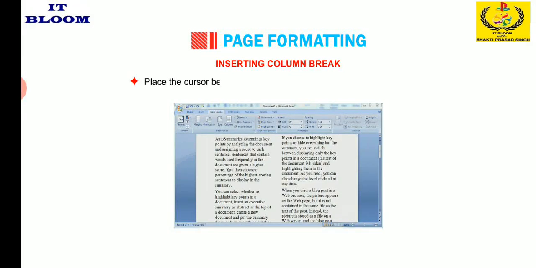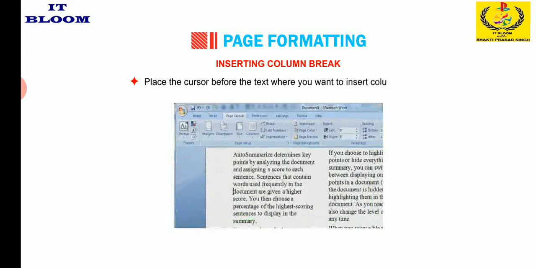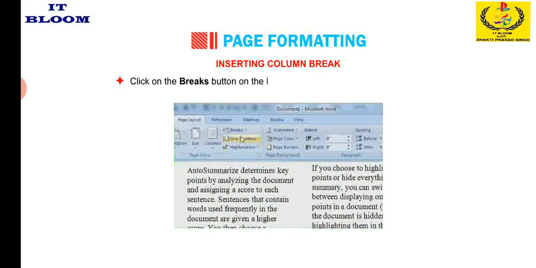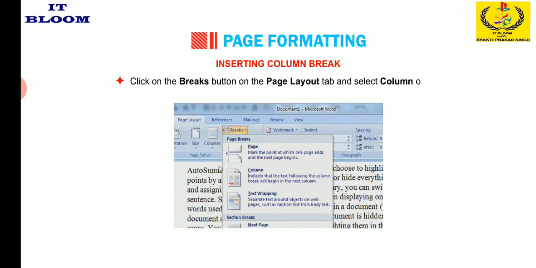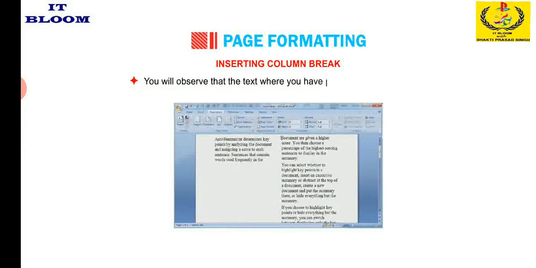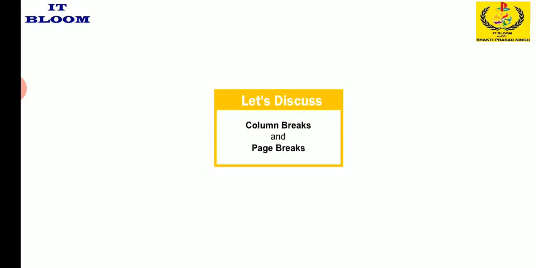Place the cursor before the text where you want to insert column break. Click on the Breaks button on the Page Layout tab and select Column option from the drop-down menu. You will observe that the text where you have placed the cursor will shift to the next column. Before we move further, can you quickly differentiate between column breaks and page breaks?